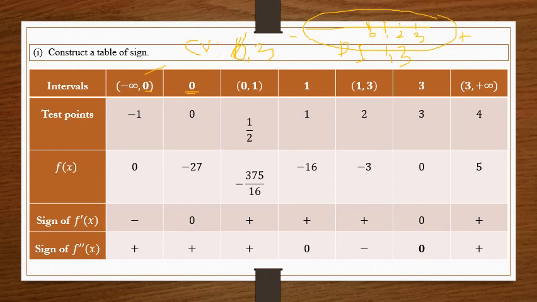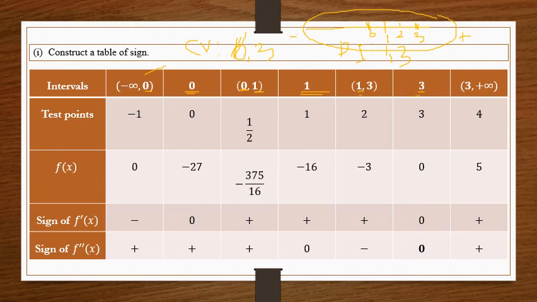Okay, since nag-stop tayo dito kay 0, mag-start na naman ulit tayo kay 0. So, ano yung next kay 0 na number na kasali kay CV at point of inflection? Di ba si 1? So, that's why 1 yung nilagay dito. 0 and 1. Since nag-stop tayo kay 1, 1 din yung ilalagay niyo dito. And then, mag-start na naman tayo kay 1. Ano yung next kay 1 na kasali kay CV and point of inflection? Di ba si 3? Hindi si 2, kasi hindi siya kasali kay critical value at saka kay point of inflection. So, 1 and 3.